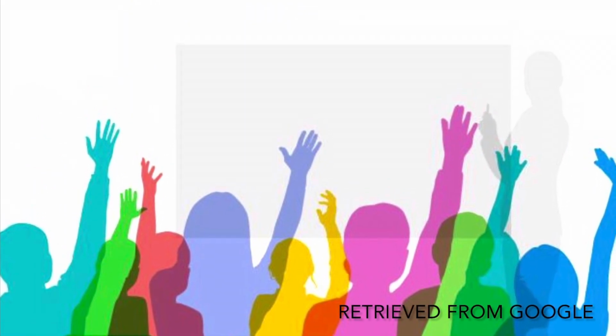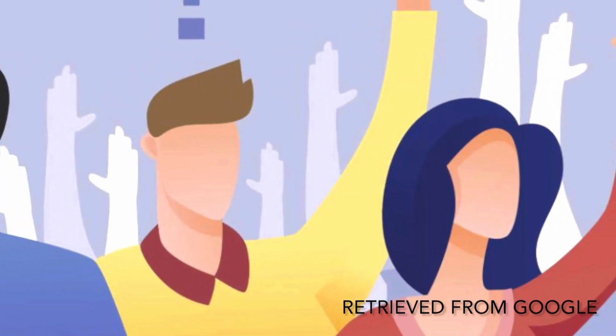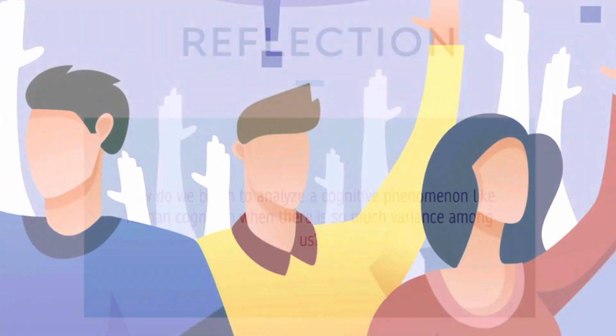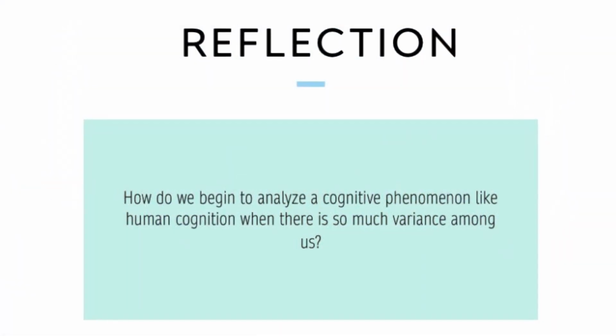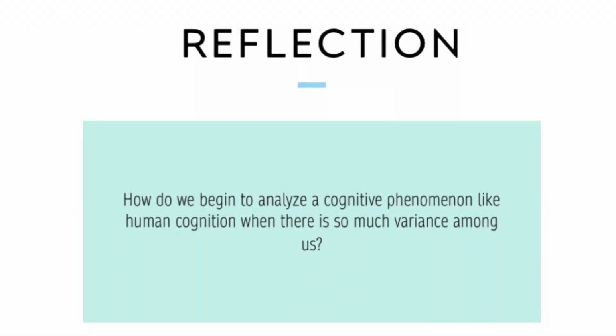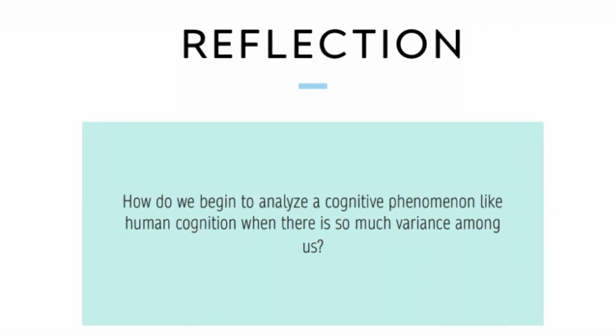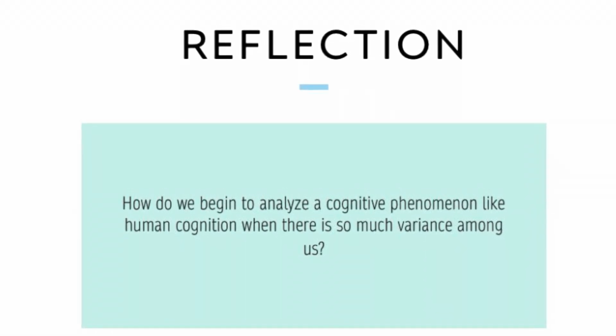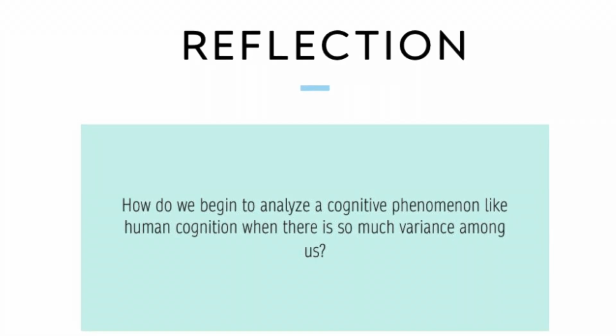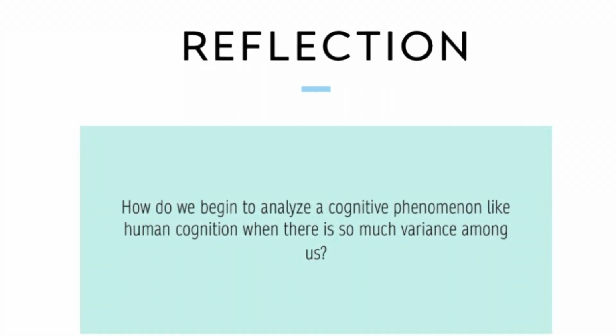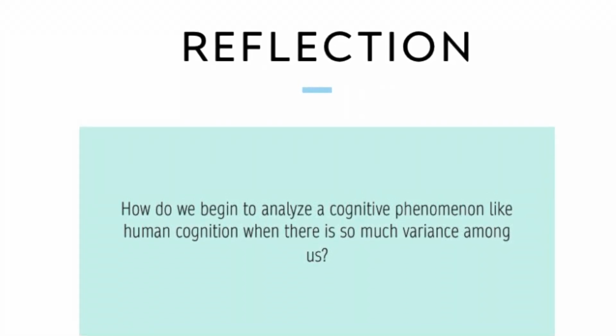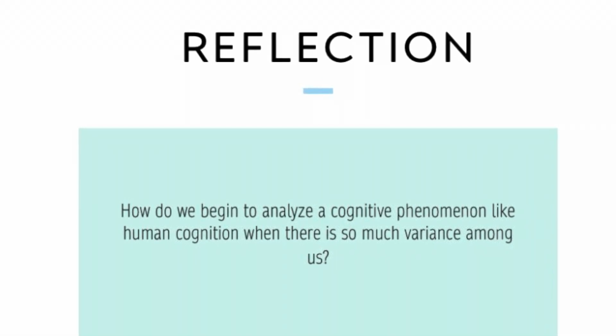Ultimately, we must continue our research to better be able to tailor education to the needs of the 21st century learner. But I leave you with one thought. In the complexity of life, including experience, health, and education, how do we begin to analyze a cognitive phenomenon like human cognition when there is so much variance among us?